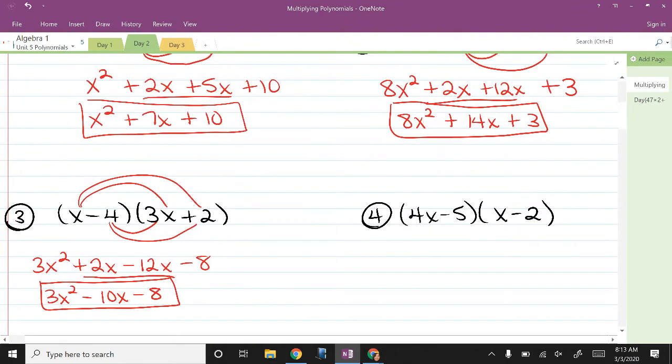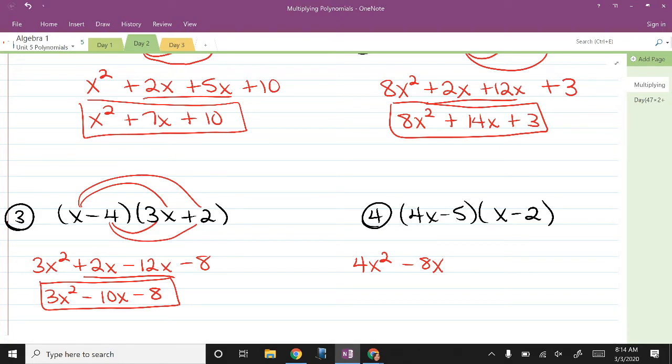This one has negatives in both of them. If you need to do the rainbows, do them. I'm going to try to do them without. What do I multiply first? 4x times x. What's 4x times x? 4x squared. Then what do I multiply? 4x times negative 2 is what? Negative 8x.